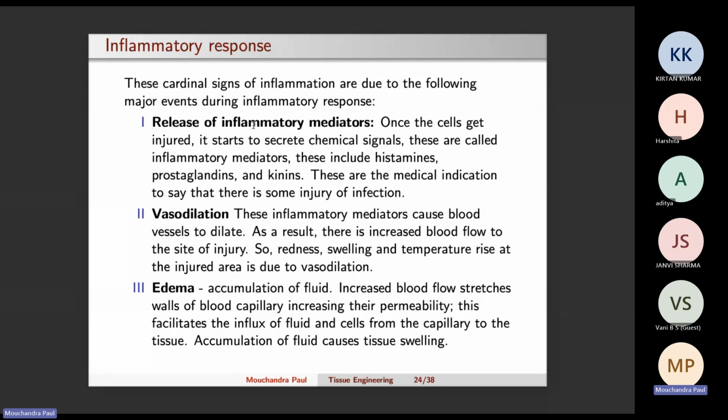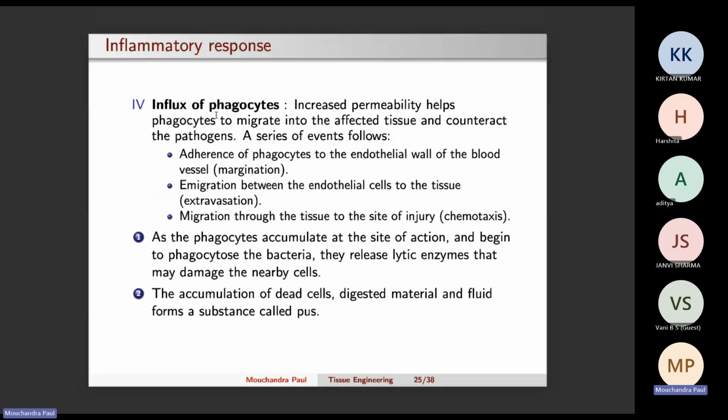So as I was discussing, these are the reasons which result in those hallmarks, that is redness, swelling, heat, and pain. Another reason why we see those hallmarks is the influx of phagocytes. Due to stretching of the blood vessels, the phagocytic cells can come out and reach the site of injury. So how do they do that?